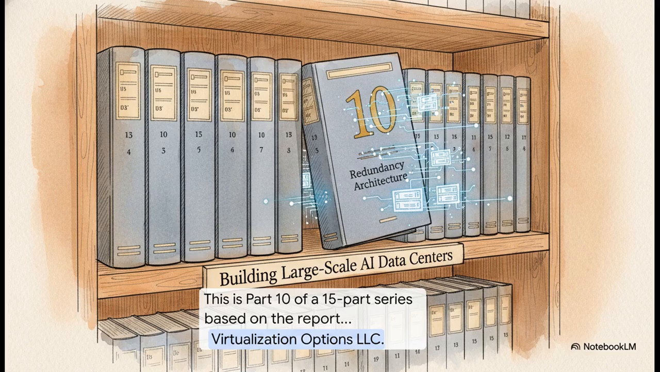This is part 10 of our 15-part tutorial, and it's all based on the amazing in-depth report, Building Large-Scale AI Data Centers, a comprehensive technical guide from Virtualization Options LLC. Our goal with this series is to break down the key points from each chapter. And today, we're diving straight into Chapter 10, Redundancy Architecture and High Availability.